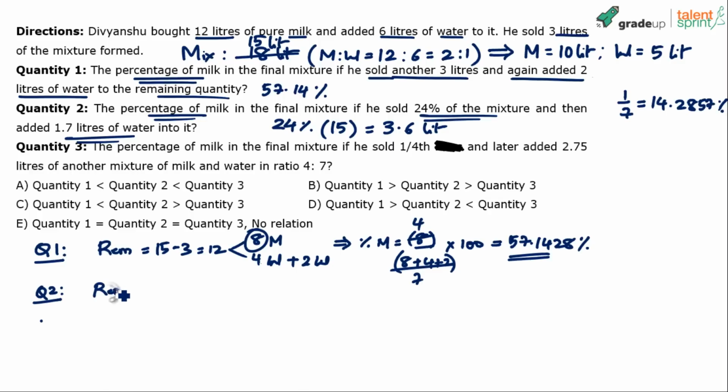Only the values would change. What is remaining now? 15 minus, instead of 3 you have to take 3.6. Earlier he sold 3, now he sold 3.6. 15 minus 3.6 is what? 11.4, right? 11.4 liters.